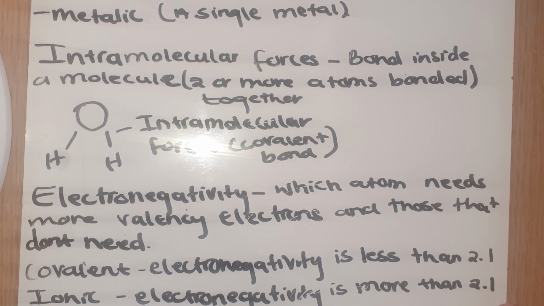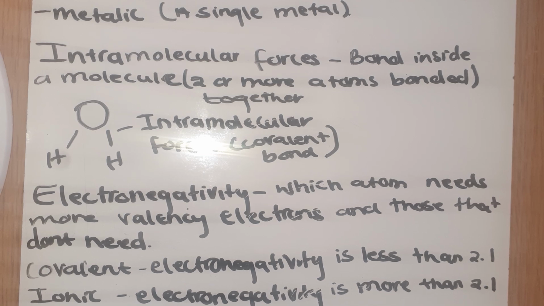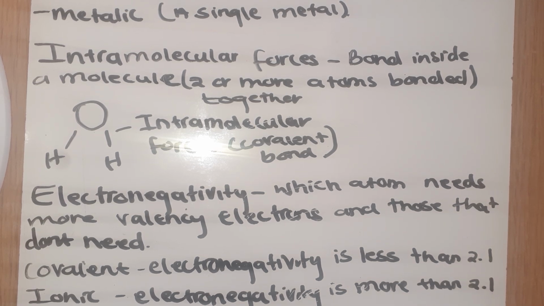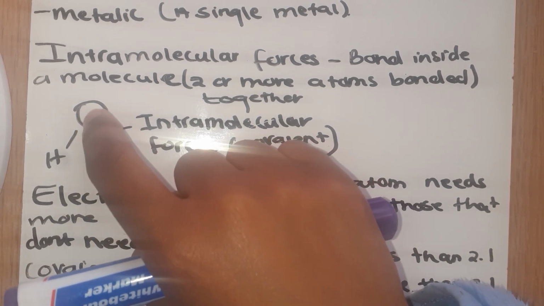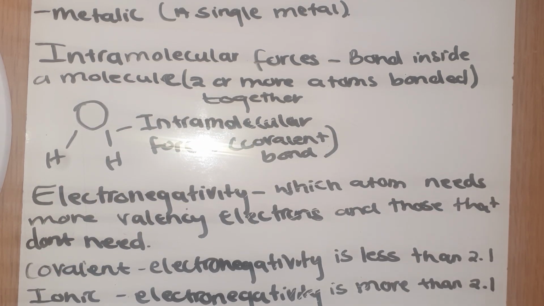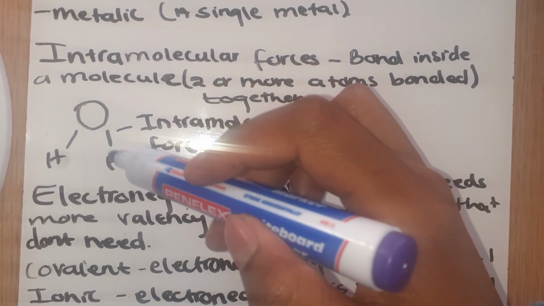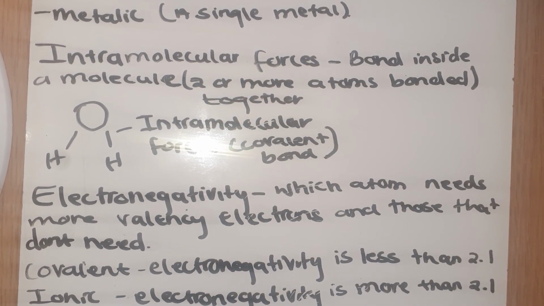And we have something that we call intramolecular forces. So that is a bond inside a molecule, right? We say two hydrogens and one oxygen make up a molecule. So if you try to separate the oxygen from this hydrogen, we're talking about intramolecular forces. It's bonds inside a molecule. So a molecule can be two or more atoms bonded together. So to separate this O from this H is intramolecular forces. And this is a covalent bond.